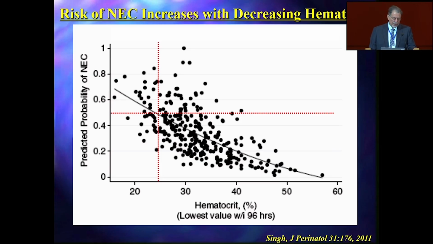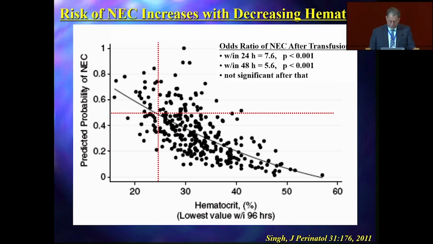So I think Rashana Singh is here also. This is a paper she published looking at, on the x-axis, falling hematocrit, and on the y-axis, the probability of getting necrotizing enterocolitis. And as you see, when you get below 30, and I put in the red lines, around a hematocrit of 25 on here, you started getting an increased risk of probability of getting NEC. And then what they also did was look at propensity scoring and whether transfusion in addition to anemia increased the risk of NEC, and indeed there was an 8-fold increase in risk.